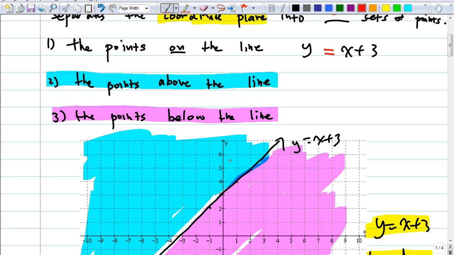Y is greater. Exactly right. All the points that are above this line: y is greater than x plus 3. Isn't that nice? Rather than saying all the points that are above this line, we can just say y is greater than x plus 3. If that's true, what do you think we should write for points that are below this line? Anybody want to take a wild guess here?